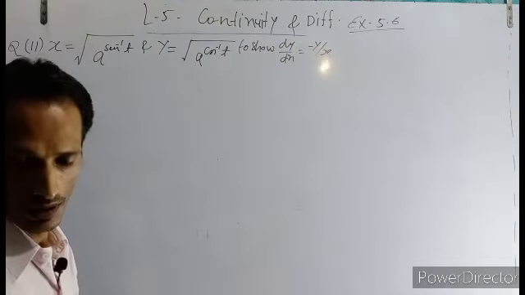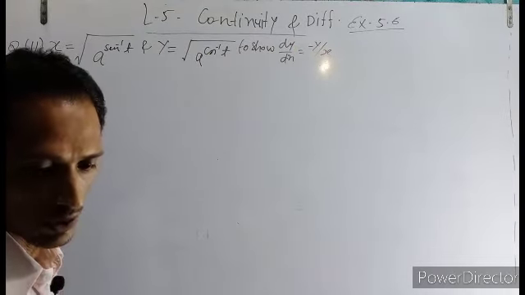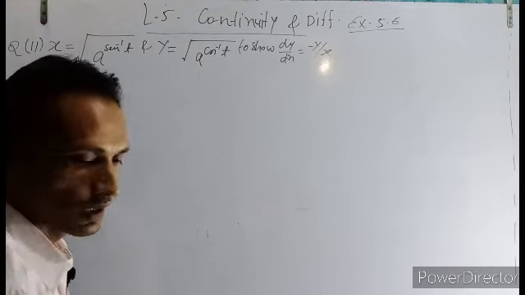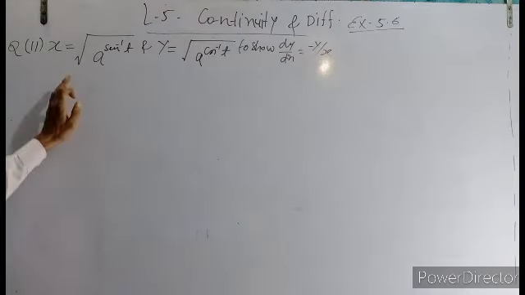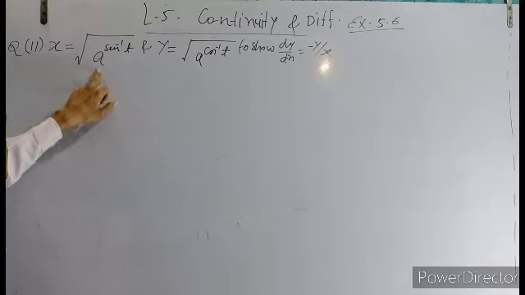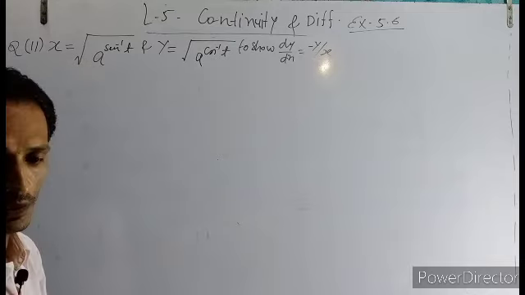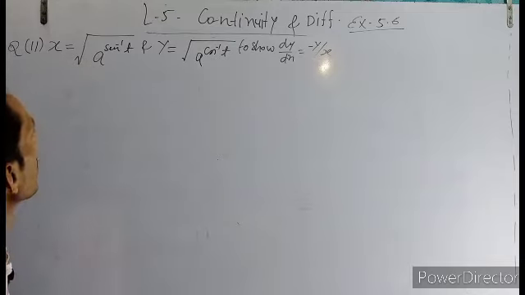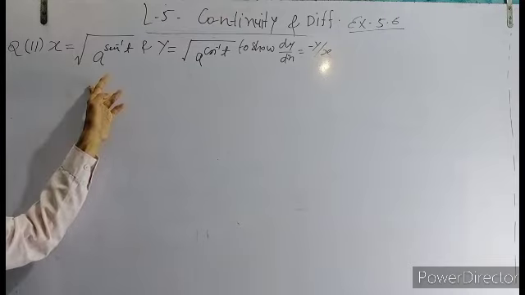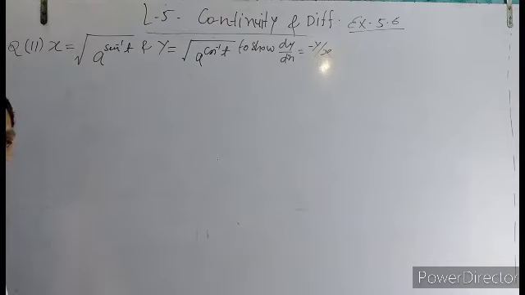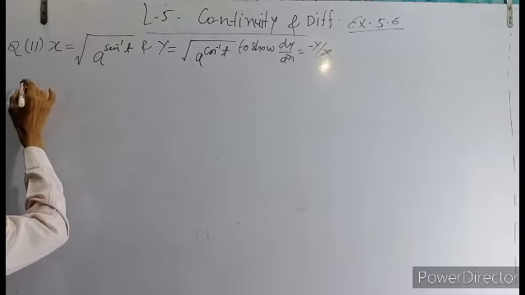We have to show this one. So how can we do this one? You can observe that this is the exponential form. Exponential form means we have to take the log. Whenever you get the exponential form, you have to take the log to solve all this type of problem. So first, simplify it.